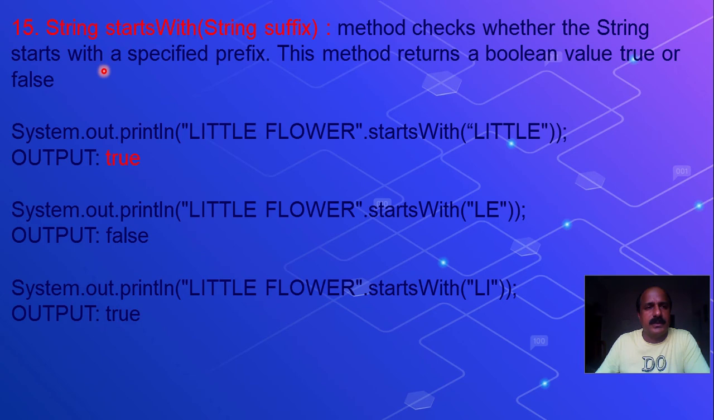Next is our 15th function, startsWith. This method checks whether the string starts with a specified prefix. This method returns a boolean value, true or false.